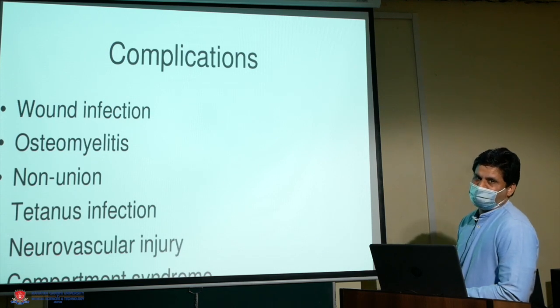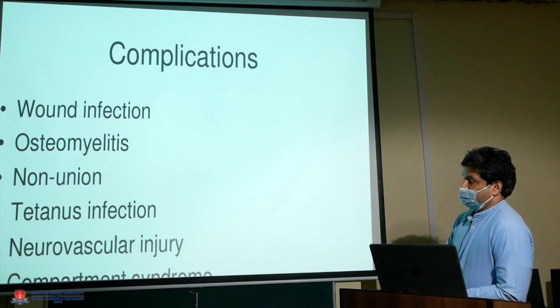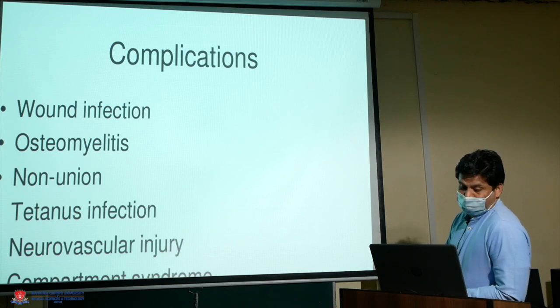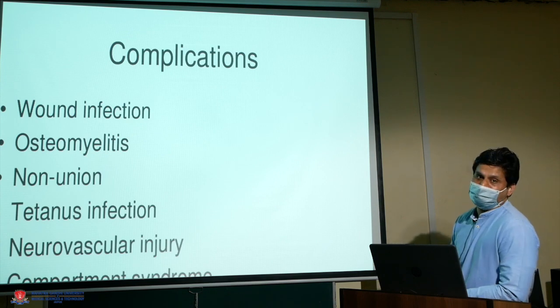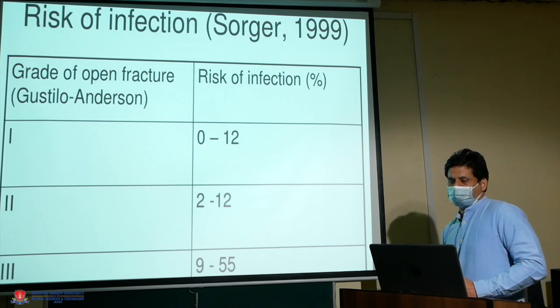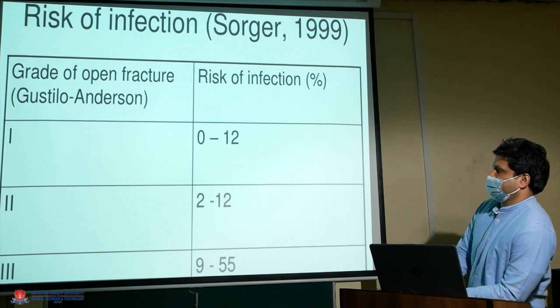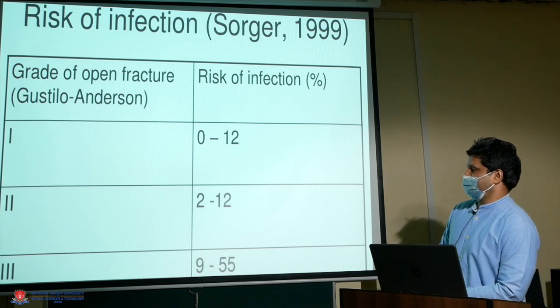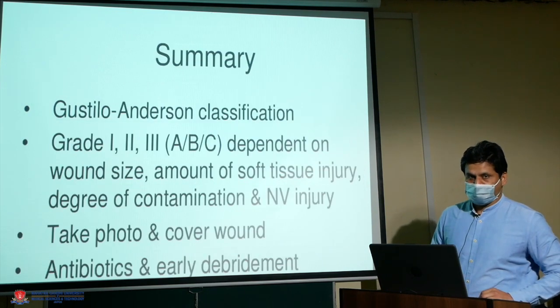What are the complications of open fracture? The first one is wound infection, then it can lead to osteomyelitis. The fracture can lead to non-union, tetanus infection, then can also injure the neurovascular structure and cause compartment syndrome. So what is the risk of infection? According to Sorger 1999, grade of the open fracture, that is 1, 2 and 3. Risk of infection in type 1 is 0 to 12%, in type 2 is 2 to 12%, and in type 3 is 9 to 55%. Okay, thank you.